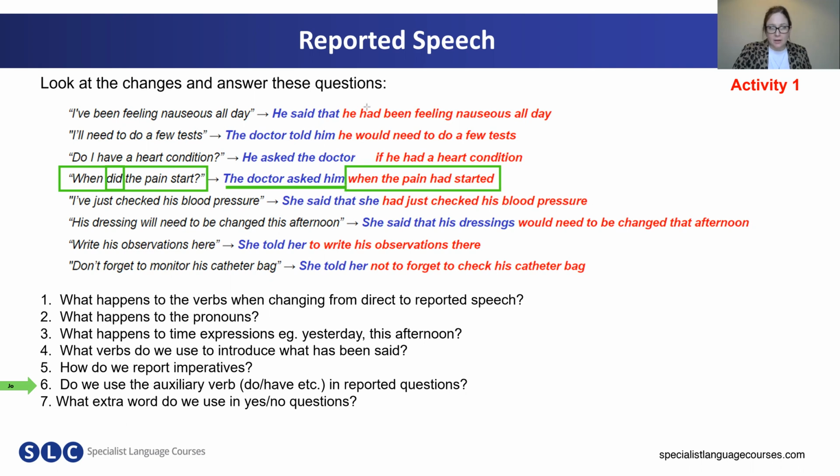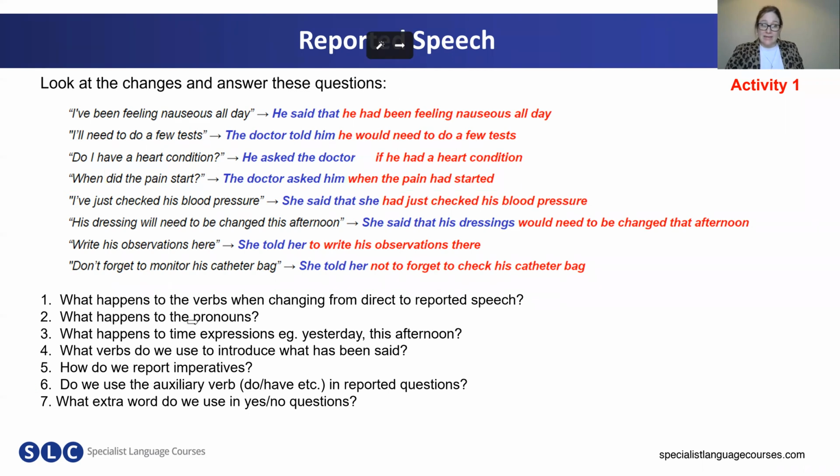Okay, and then the form for reported questions is, we then do the question word. So I asked him, so the reporting phrase, then we want the question word, then you have the subject, so here it's the pain, and then you have the verb in the correct tense. And here it's had started in past perfect because the original question was in past simple. When did the pain start? Okay, so this is the formula that you use for reported questions.